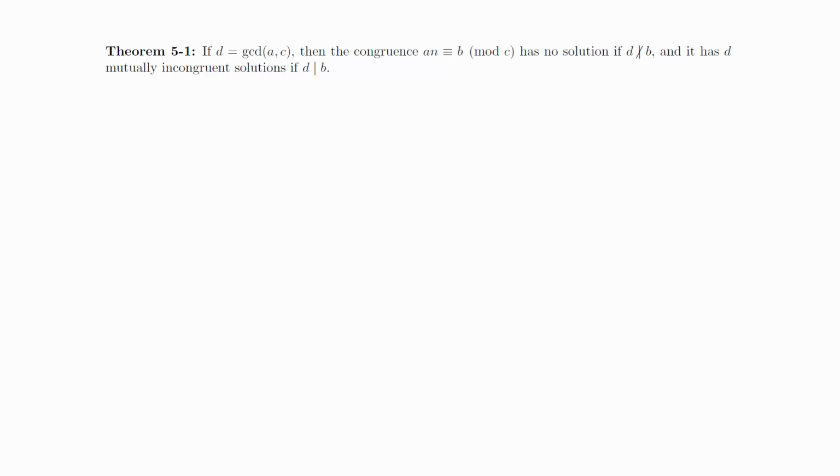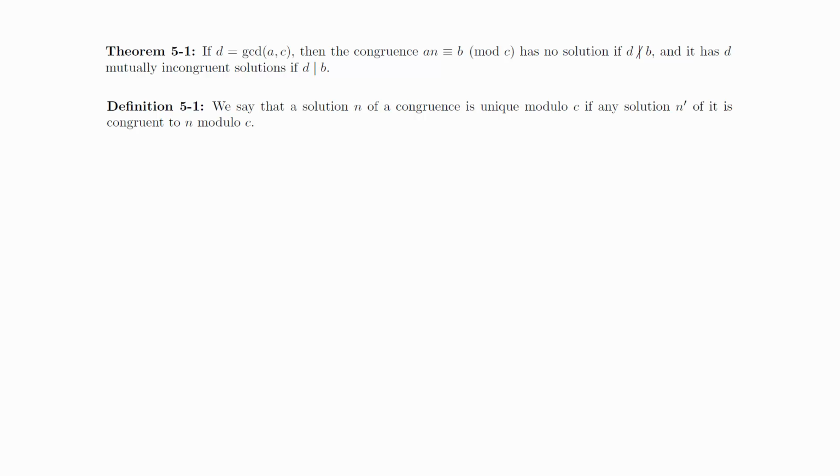We will end this video with a couple definitions and a quick corollary. Definition: we say that a solution n of a congruence is unique modulo c if any solution n prime of it is congruent to n modulo c. This definition is introduced for technical convenience. We know that if we have one solution, then any number congruent to it modulo c is also going to be a solution. We're just using the phrase unique modulo c to say that all the solutions are congruent to this one value modulo c.